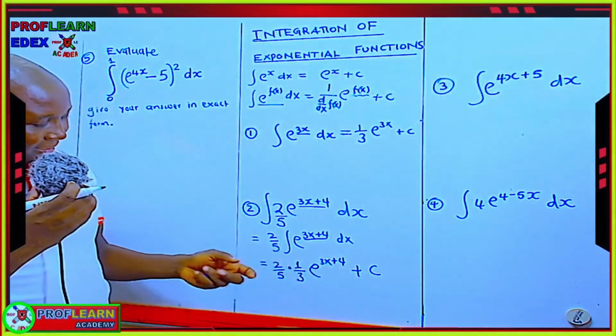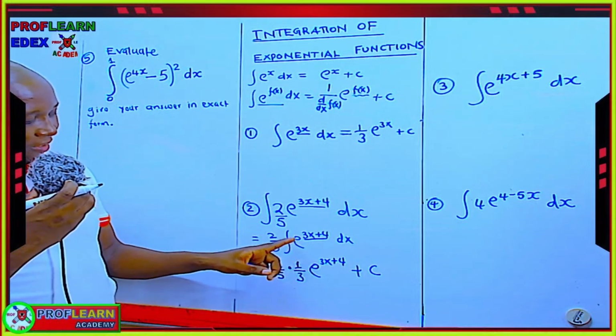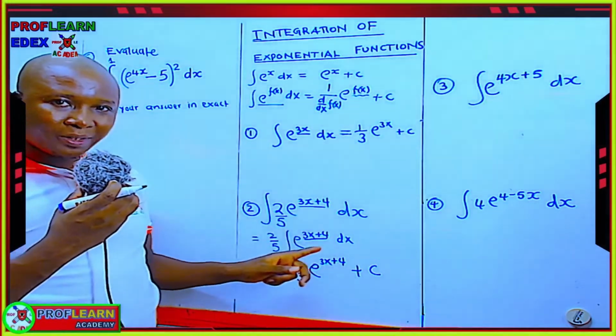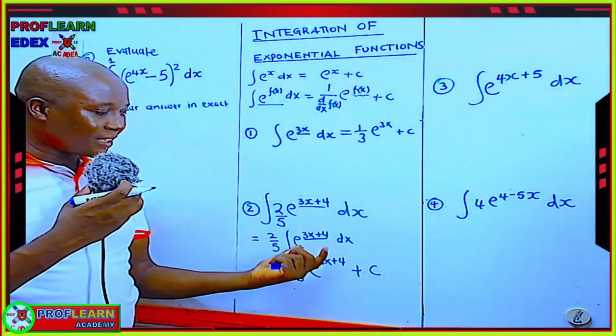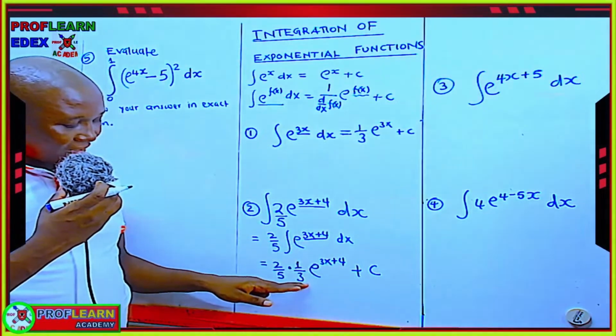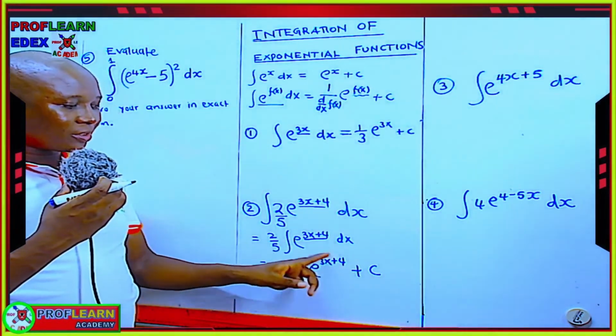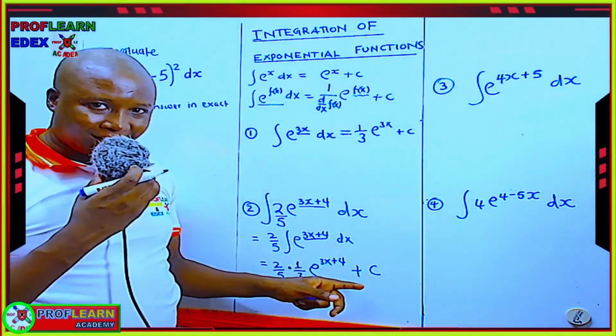So the basic logic here is that whenever you are integrating an exponential function, you must differentiate the power, divide by it, and then write the function the way it is, then say plus c.